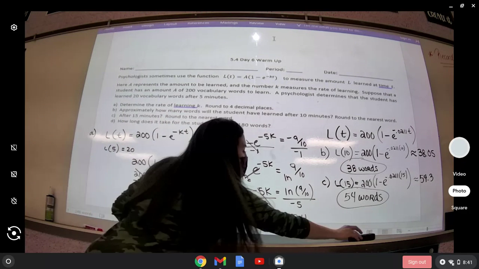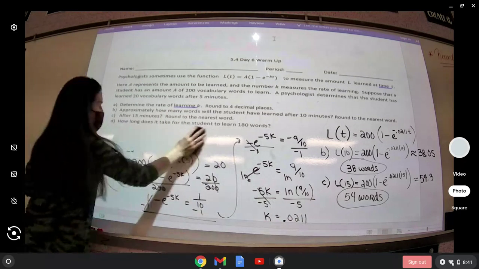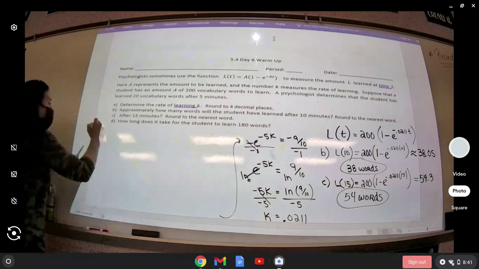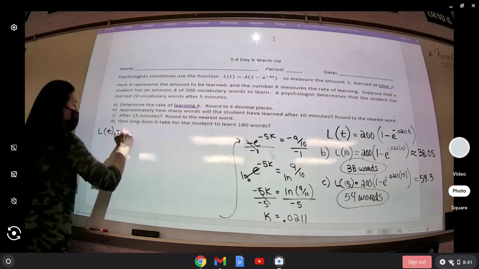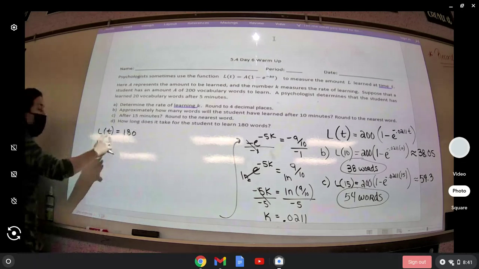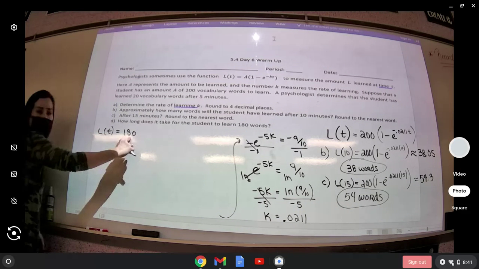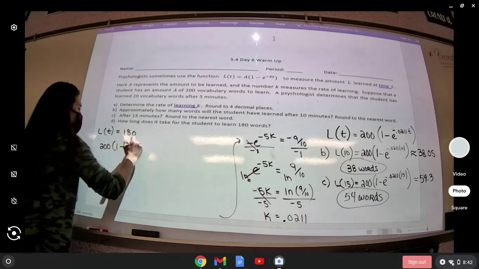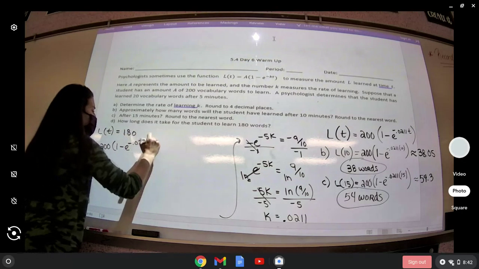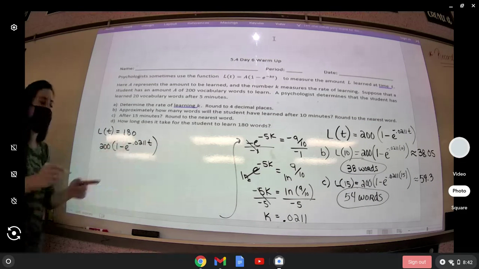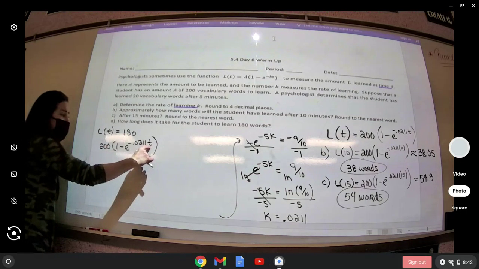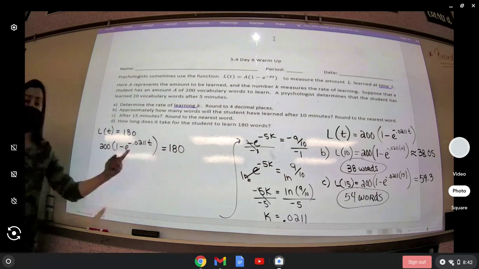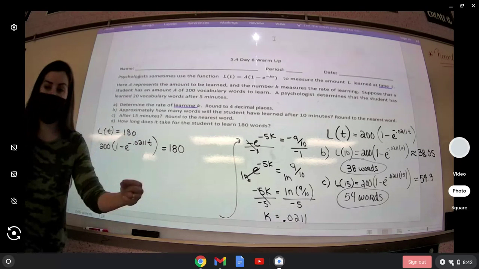So I'm going to erase this part just so I can do the last one. All right, so we know that we want L of t to equal 180. We don't know the time. What time has to go in to make 180 come out? So take your equation, 200 times 1 minus e to the negative 0.0211 t, and set it equal to 180. What time has to go into this function to make 180 come out? So now we have to solve for t, which is part of the exponent.